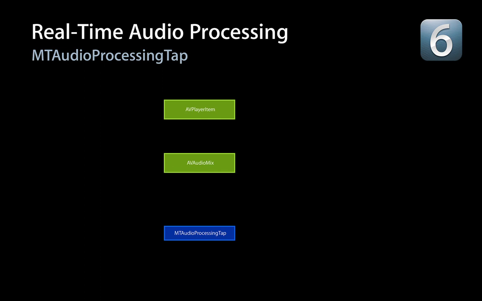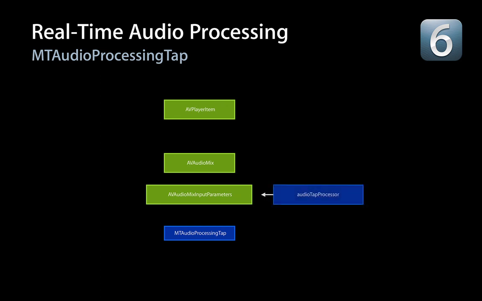To configure an AV audio mix, like we did last year for audio ducking and audio volume ramping, we use an AV audio mix input parameters object, and we can configure that for each AV asset track that our asset has. Now, to do the association with the empty audio processing tap, we've introduced a new property on that object, the audio tap processor.